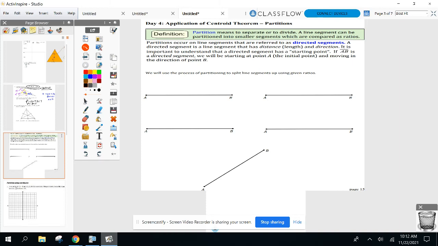Tomorrow's quiz deals with what we're talking about now. All right, so we talked Friday. The centroid breaks the median up into what? A ratio of what? 2 to 1.